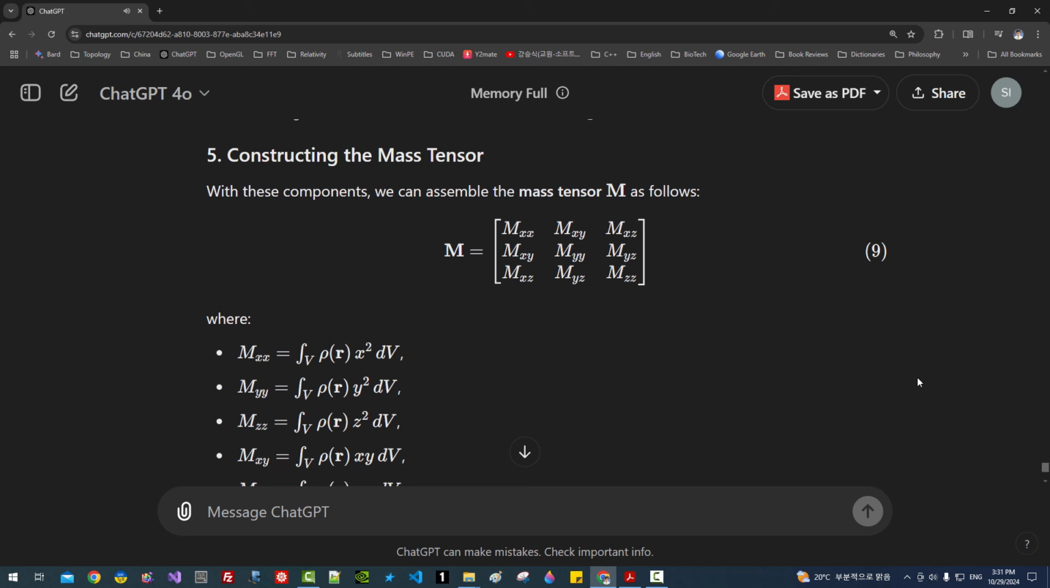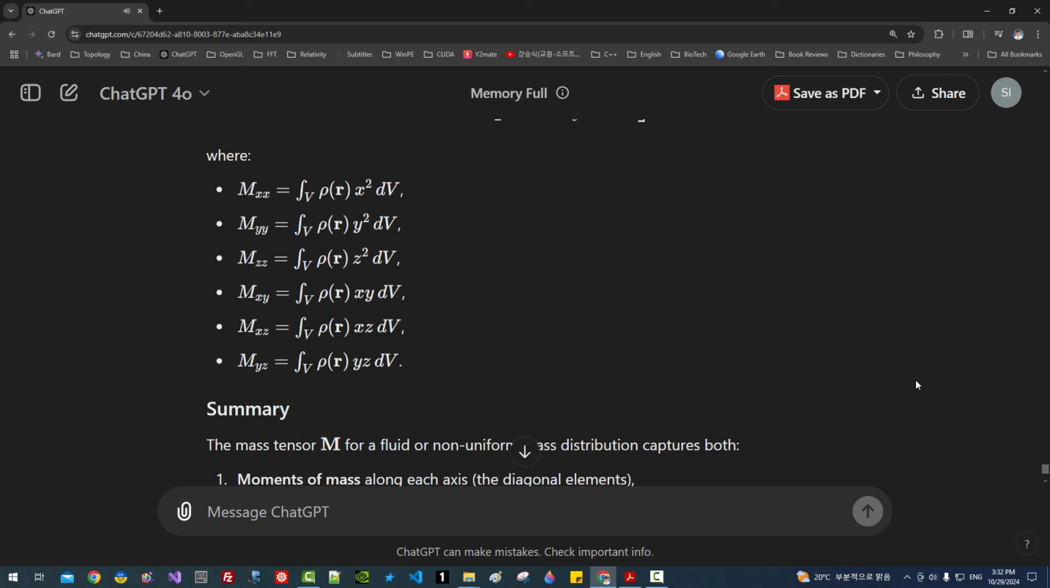5. Constructing the mass tensor. With these components, we can assemble the mass tensor M as follows. M equals a matrix with rows: M_xx, M_xy, M_xz; M_xy, M_yy, M_yz; M_xz, M_yz, M_zz; where M_xx equals the integral over V of rho x squared dV, M_yy equals the integral over V of rho y squared dV, M_zz equals the integral over V of rho z squared dV, M_xy equals the integral over V of rho xy dV, M_xz equals the integral over V of rho xz dV, M_yz equals the integral over V of rho yz dV.